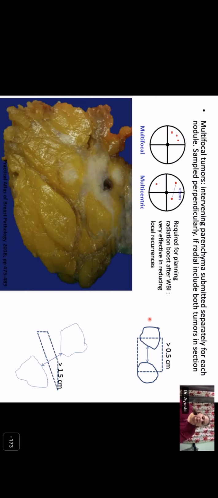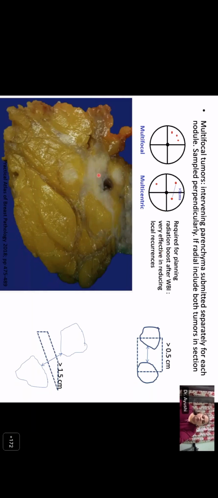Now, as I said, mastectomies are generally done for multiple lesions. So we should also try to identify if there are multiple other lesions, which can be multifocal when the tumor is, as I said, more than 5 mm apart, or multicentric when it is more than 5 cm apart or in a different quadrant. This factor is important because multifocal or multicentric disease indicates one of the worst prognoses, and it is required for planning of the radiation boost.